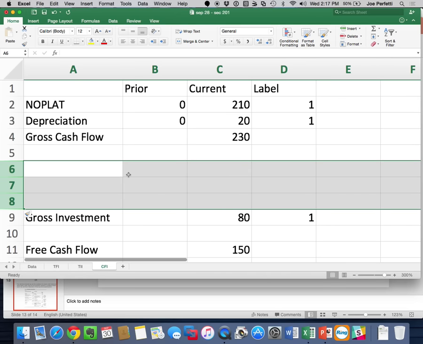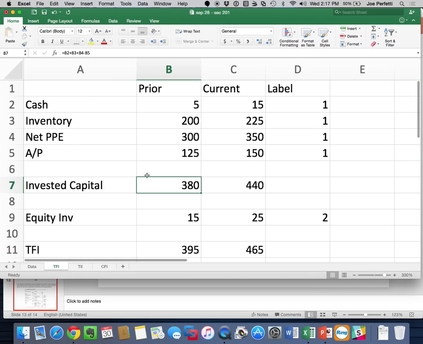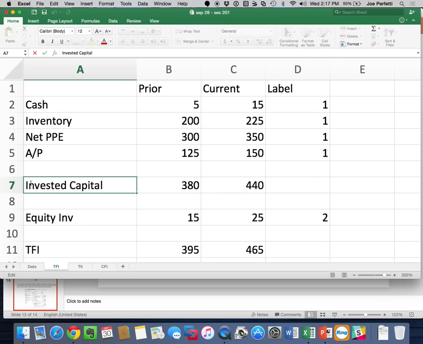So I'm going to insert a few rows, and I'm going to go to my TFI, and the next thing I'm going to do is rearrange my TFI. Okay? So when we did the operating, again, keyword here is operating, invested capital, right? We took all of the operating assets and we netted out all of the operating liabilities. Right? And that's a correct answer. And that gross investment is right.